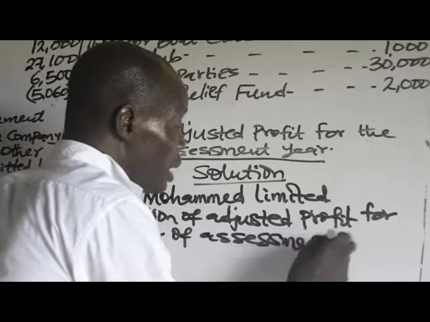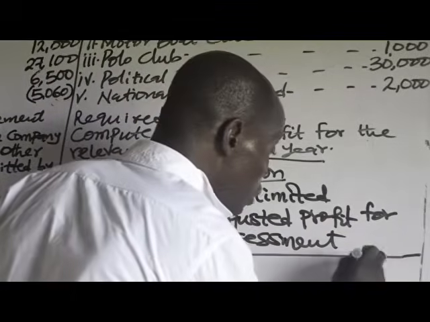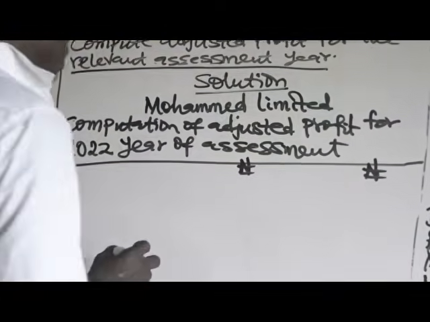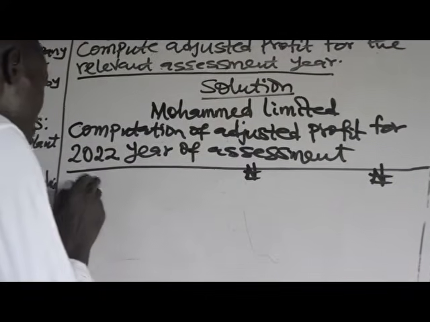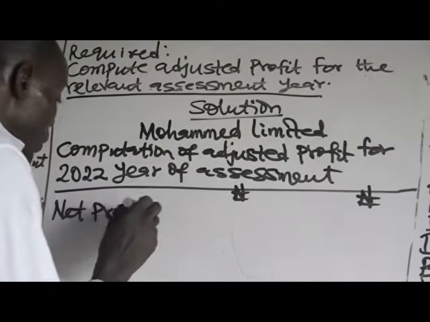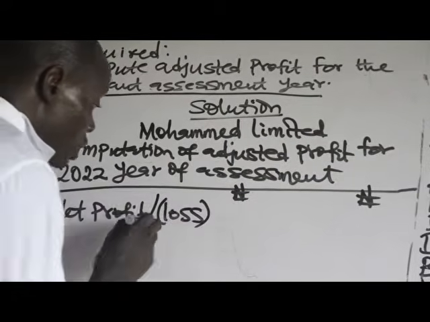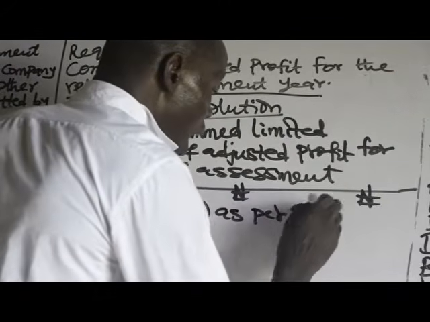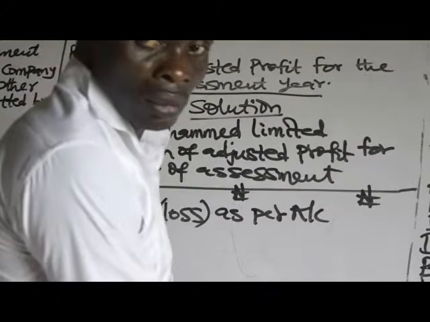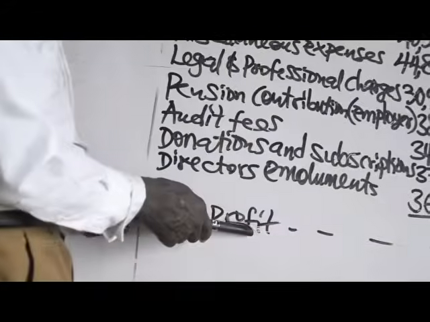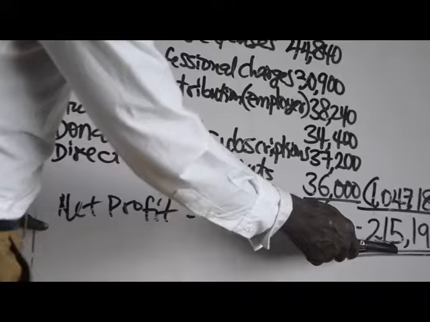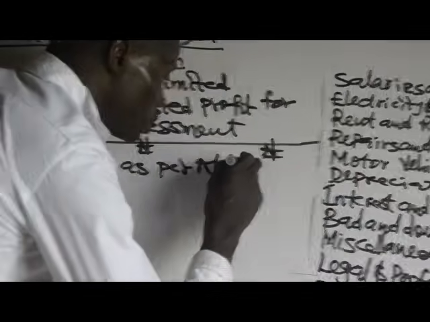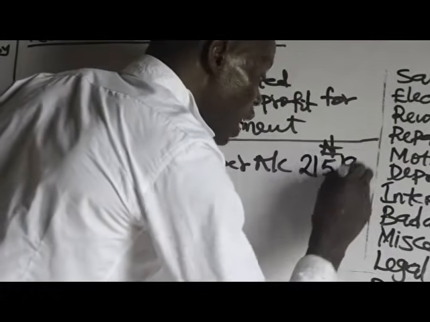Another word for year of assessment is the tax year. If you don't want to put year of assessment, you can put the tax year. Then you start with net profit, and if it is a loss, you also start with that, loss in braces. Net profit as per account. Now, the net profit of Mohammed Limited is 215,196.